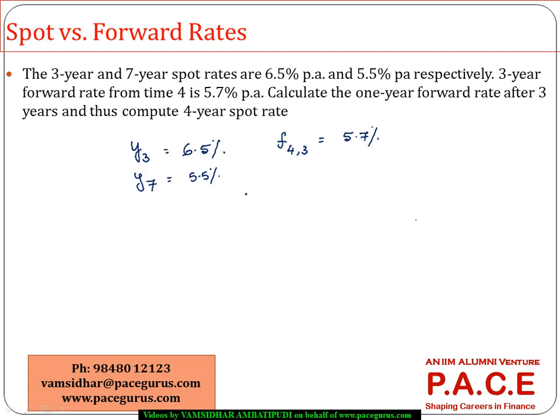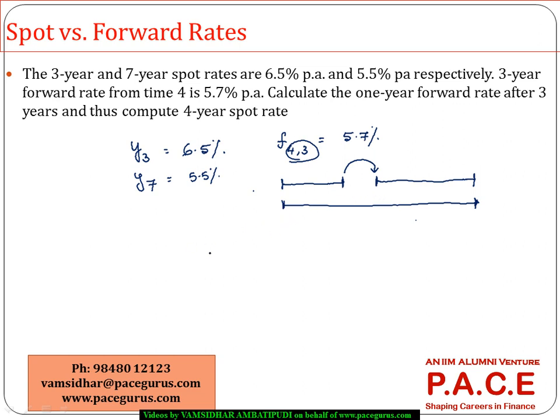So what does that mean? We know the rates between 0 to 3, that is the 3-year spot rate. We know the rate between 0 to 7, that is the 7-year spot rate. We know the rate from 4 to 7 because the 3-year rate from 4 is 5.7. All we don't know is the rate between 3 and 4. But by equating these things, we should be able to get the rate between 3 and 4.